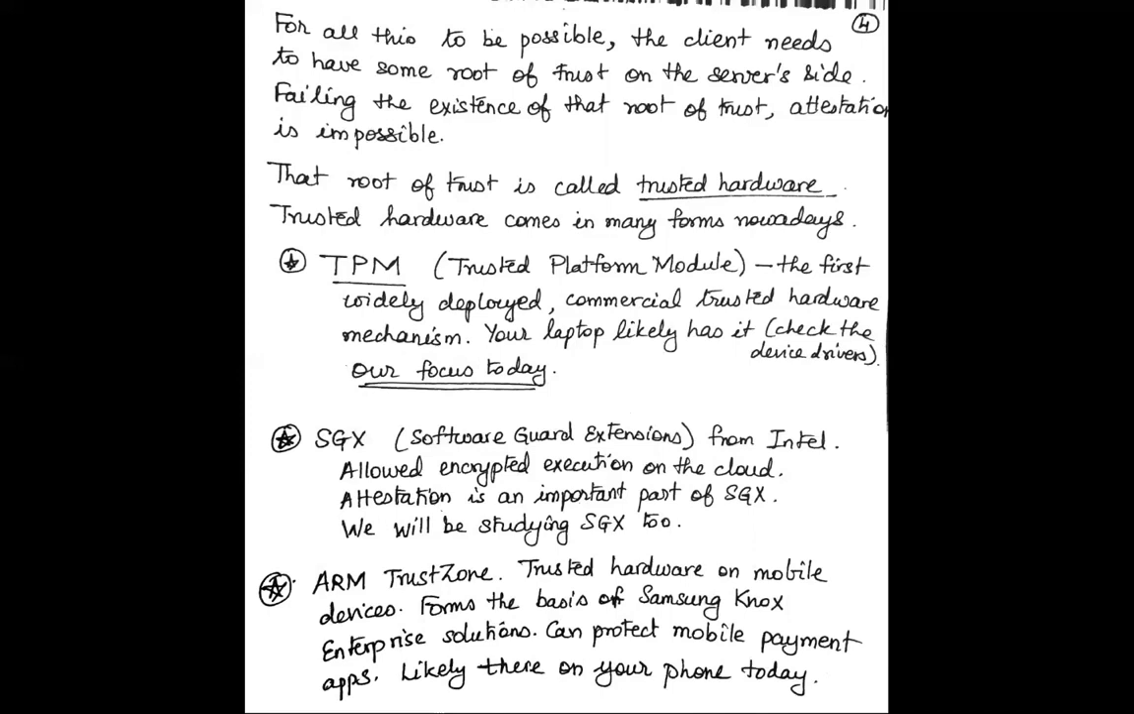Okay, so we are going to assume some roots of trust, and in fact, that root of trust is actually a piece of hardware, and this is a very special kind of hardware. It's called trusted hardware. Okay, and in fact, this trusted hardware comes in many forms nowadays. I'm going to be listing 3 over here that we are going to be studying as part of this course. So the first one, which we are going to be studying in today's lecture, is called the TPM, or the Trusted Platform Module.